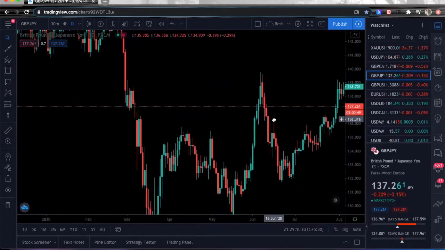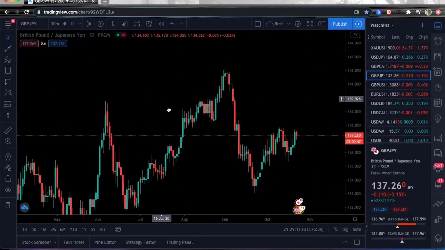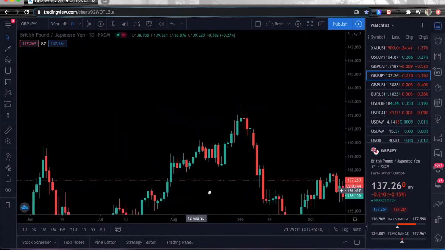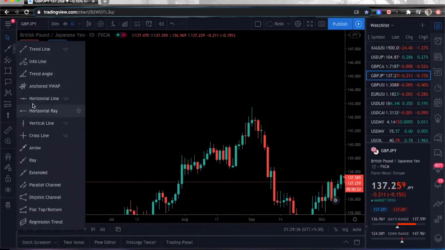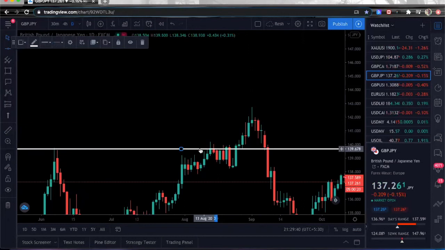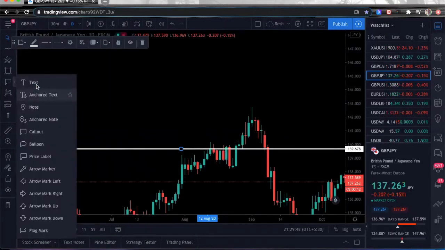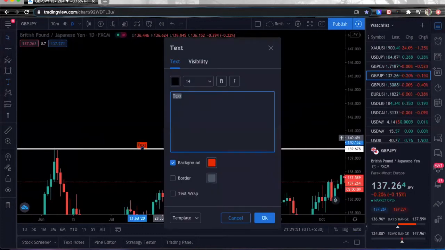So what are all these things? In this example, the price has rejected at this point. Green candles are called bullish candles, red candles are called bearish candles. At this point, you see a lot of candles rejecting. They come up, they come down, they come up, they come down. If we were to put a horizontal line here, we'll call it resistance. This is resistance.